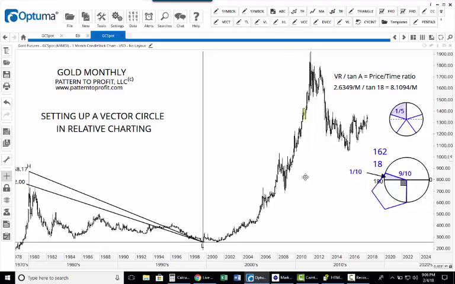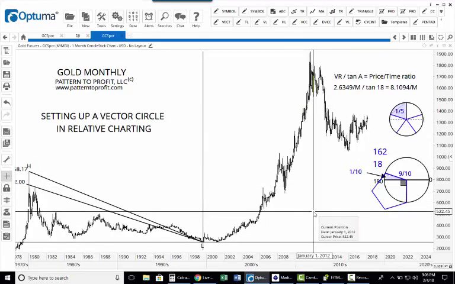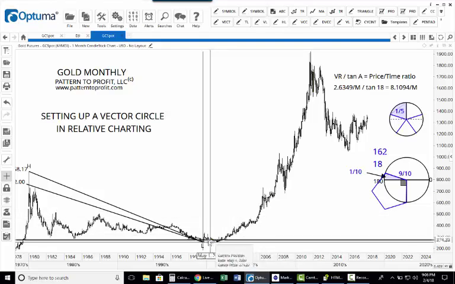Wanted to talk about setting up a vector circle in a relative charting environment. This is one of the foundational geometric techniques that I use, where I'm going to set up a circle using a trend for the radius.